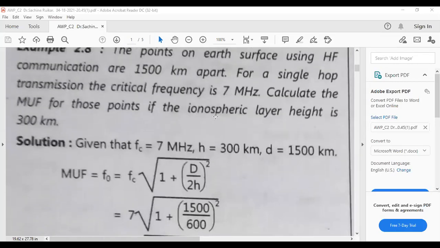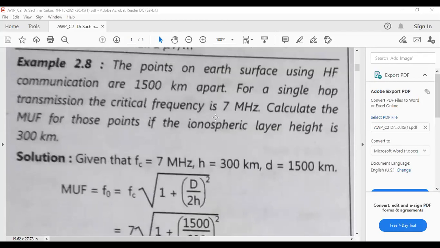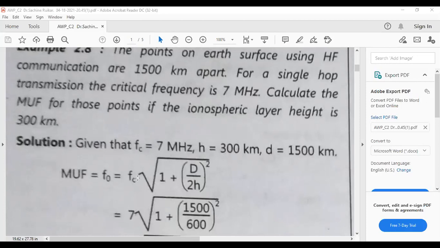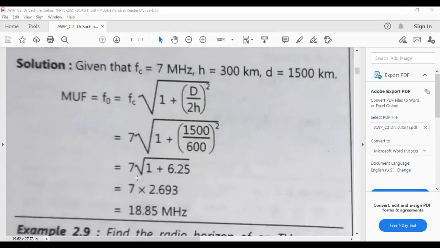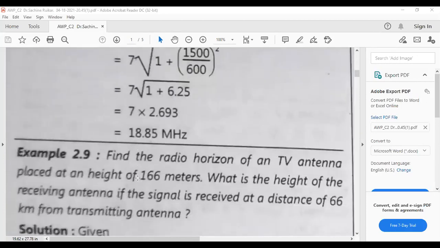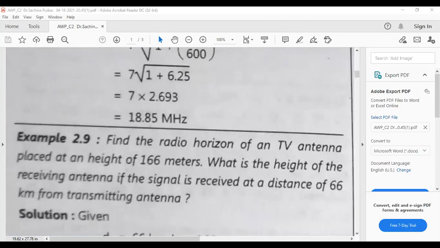So for the latecomers, note this numerical: the points on the Earth's surface using HF communications are 1500 kilometers apart. For a single hop transmission, the critical frequency is 7 megahertz. Calculate the MUF for those points if the ionosphere layer height is 300 kilometers. Given fc is 7 megahertz, height 300 kilometers, and distance D 1500 kilometers, you need to find f0, the maximum usable frequency. Go for the next, numerical number 2.9.